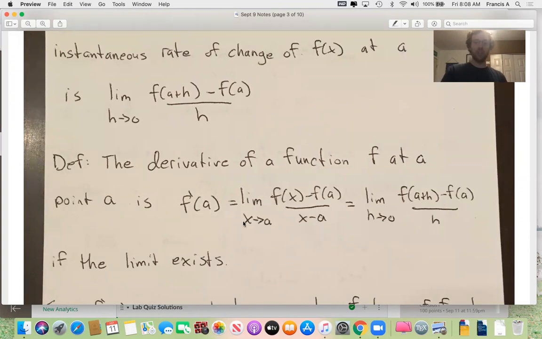These two limits give you f prime of a, which is the derivative of the function f at the point a. So these two limits, if you choose an f and an a, give you a number if the limit exists. And today we'll get into situations where the limit might actually not exist.